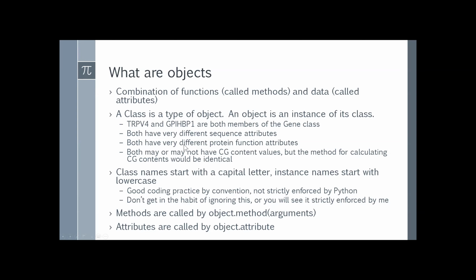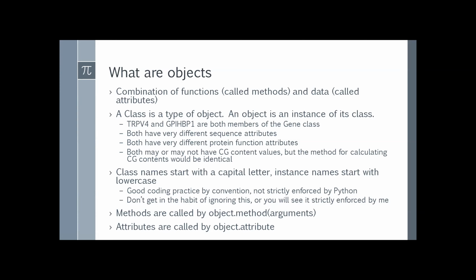All right, so what are objects and what is object-oriented programming? Objects are a combination of functions and data. It's basically for building up these structures of data and functions. When you have a function associated with an object, it's called a method. And when you have data associated with an object, it's called an attribute.